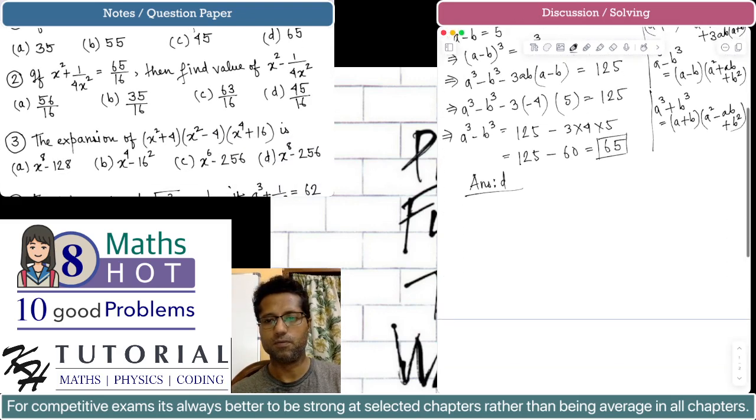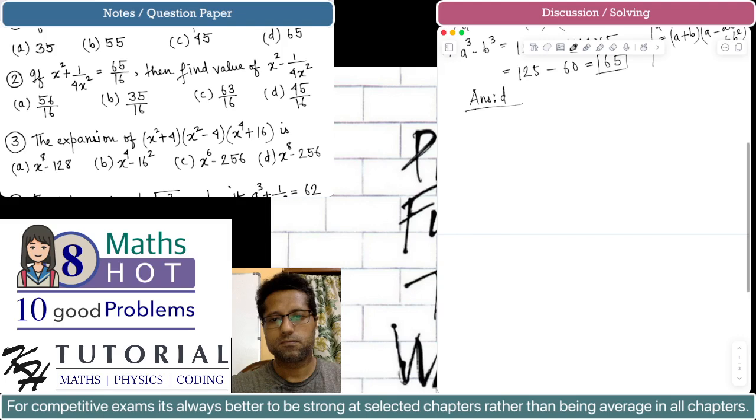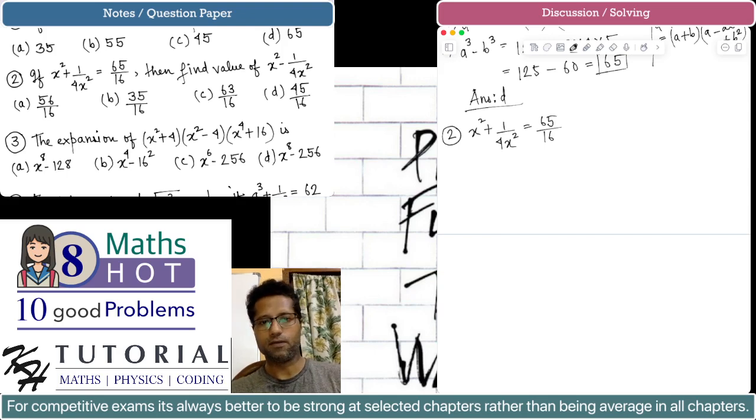Okay, let's do problem number 2. It is given x square plus 1 by 4x square is equal to 65 by 16. Then we have to find the value of x square minus 1 by 4x square.